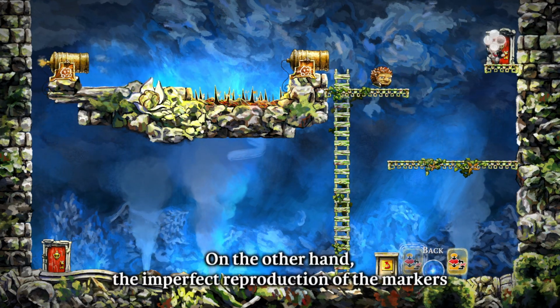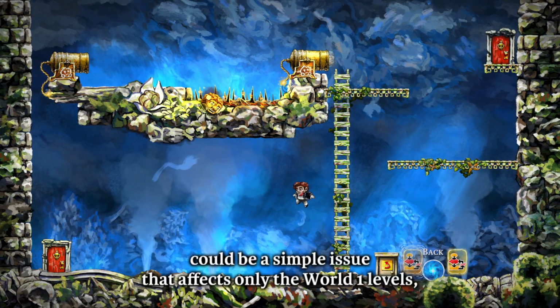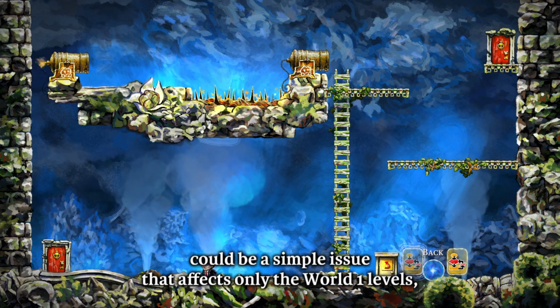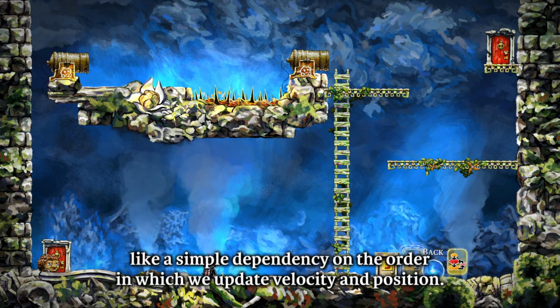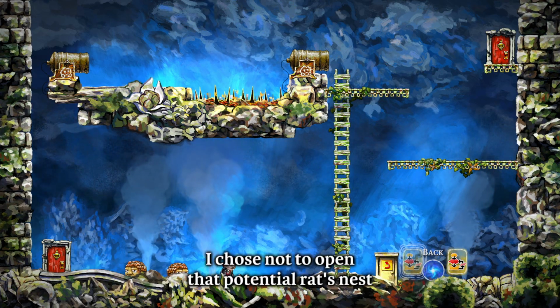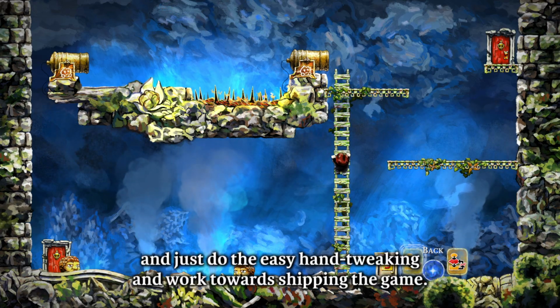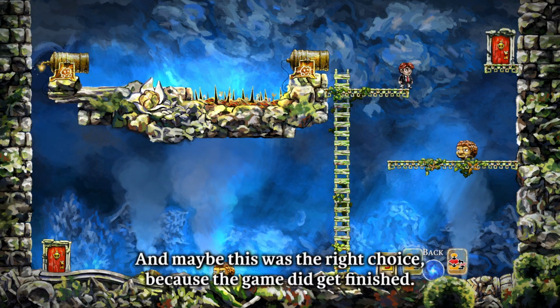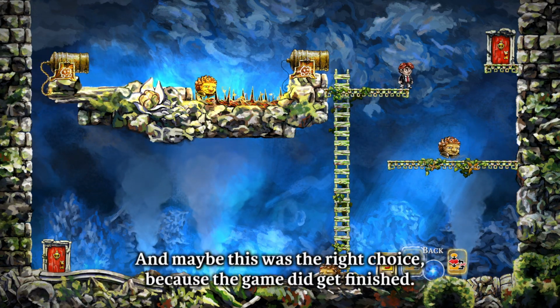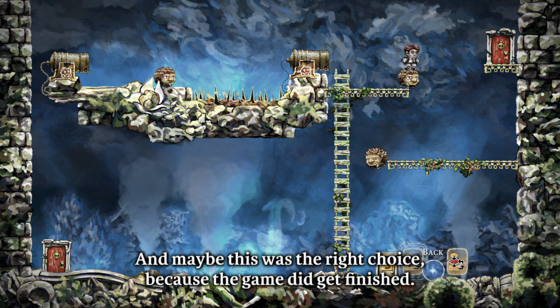On the other hand, the imperfect reproduction of the markers could be a simple issue that affects only the World 1 levels, like a simple dependency on the order in which we update the things that have velocity and position. I chose not to open that potential rat's nest and just do the easy hand tweaking and work towards shipping the game. And maybe this was the right choice because the game did get finished.